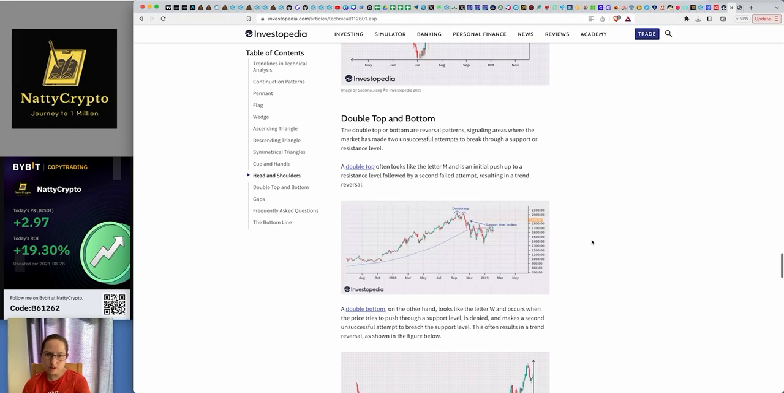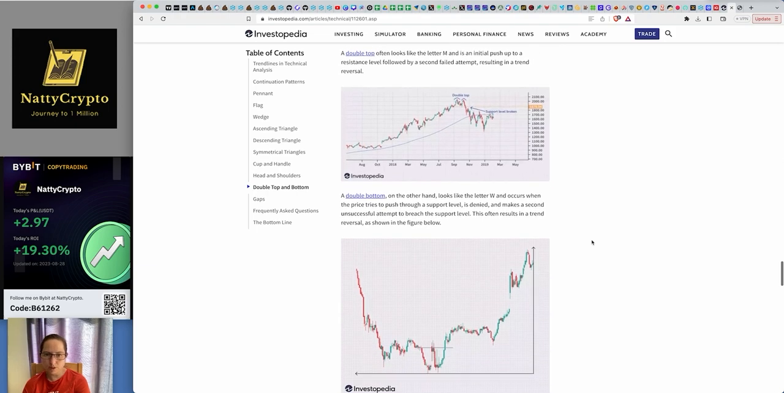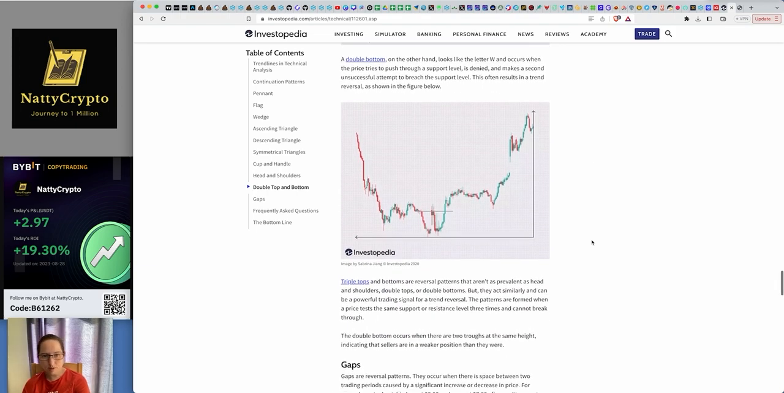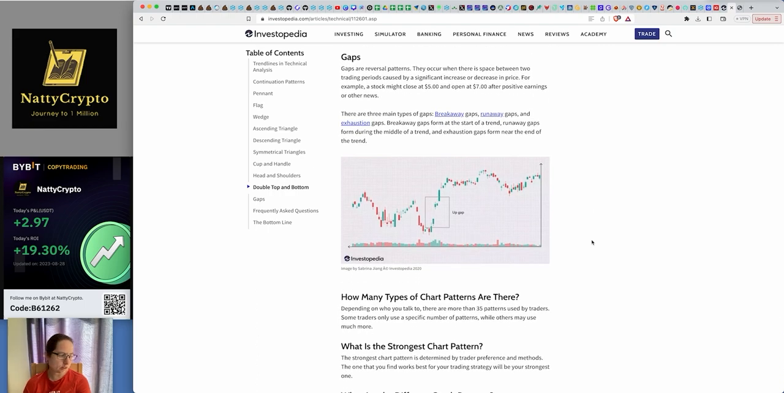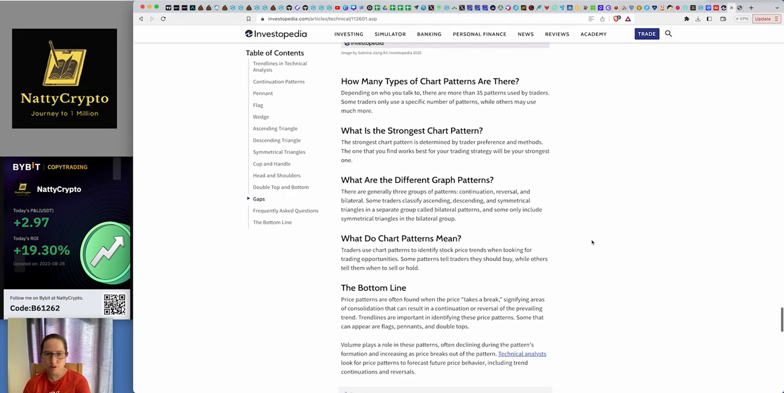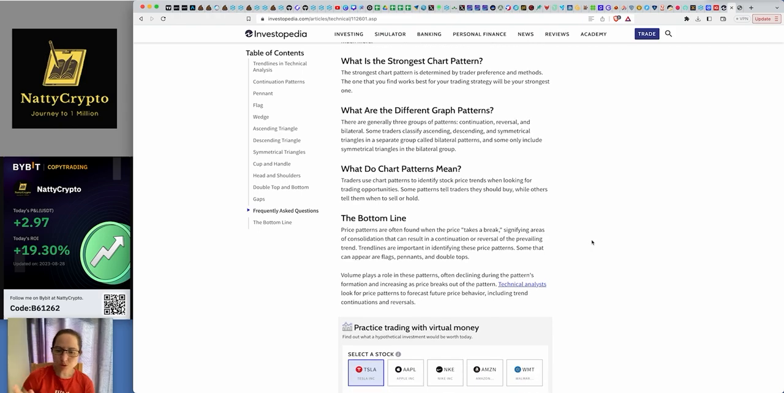You can also get double tops. You can watch out for those. Double bottoms, the same kind of thing. Gaps, which is mostly you see in the CME charts. You really see that on the normal crypto charts. So, I mean, I will show this for you. Have a look at that.